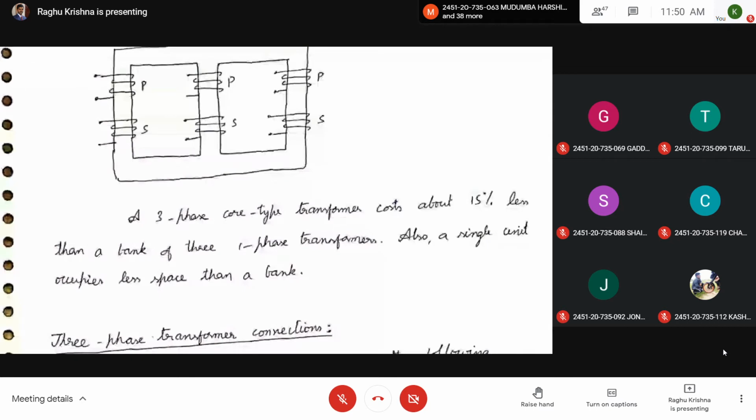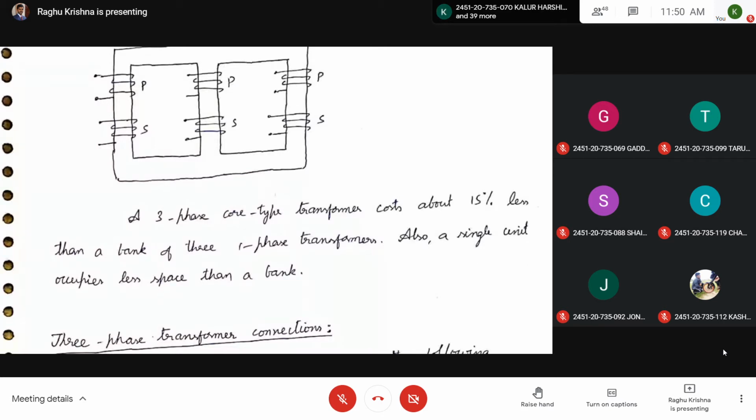Also, a single unit occupies less space than a bank. If you take a three-phase transformer, the space occupied will be less than a bank of three single-phase transformers. So cost reduces, size reduces. Size reducing means the material required reduces, and due to the arrangement we can also reduce the space.